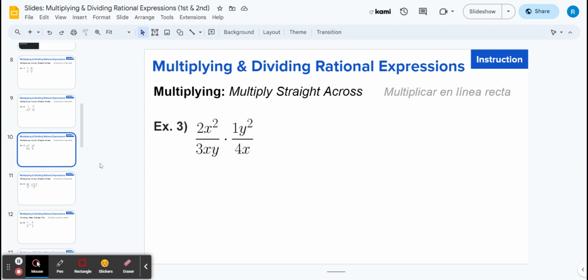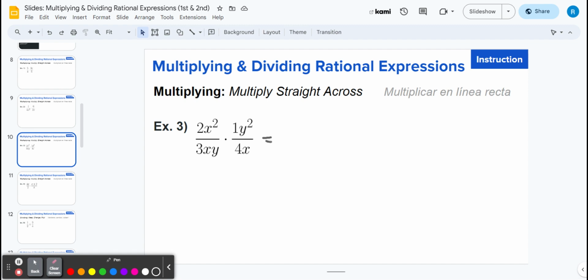All right, still going, example 3. Now we have multiple variables in here. Notice how we have x and we have y in our expression. Still the same principles apply, right? We're going to multiply straight across. And just like before, you keep the numbers separate and keep each variable separate.